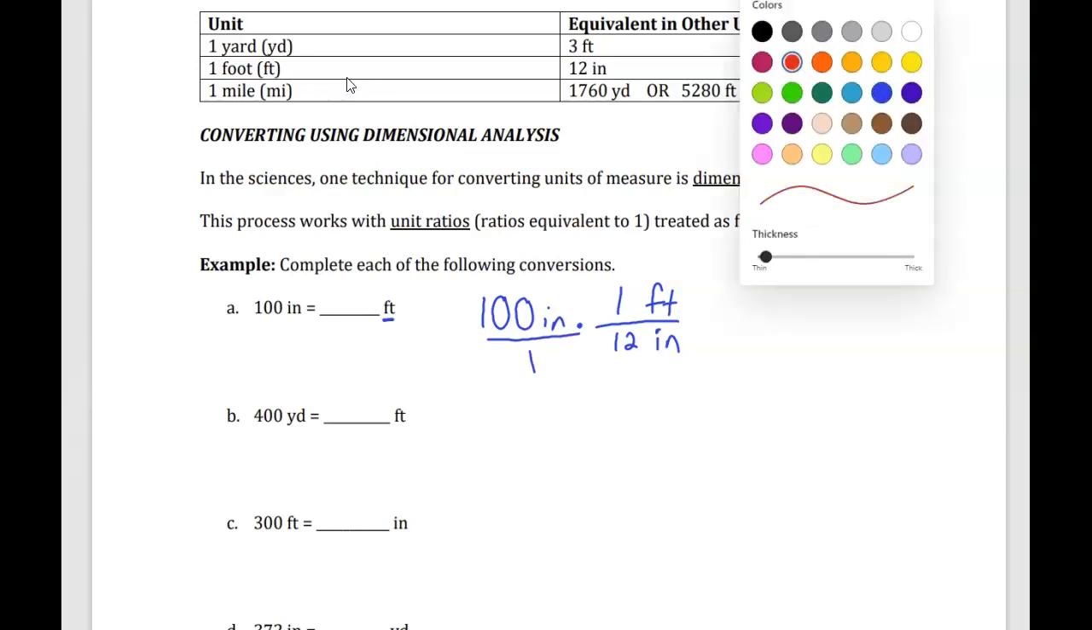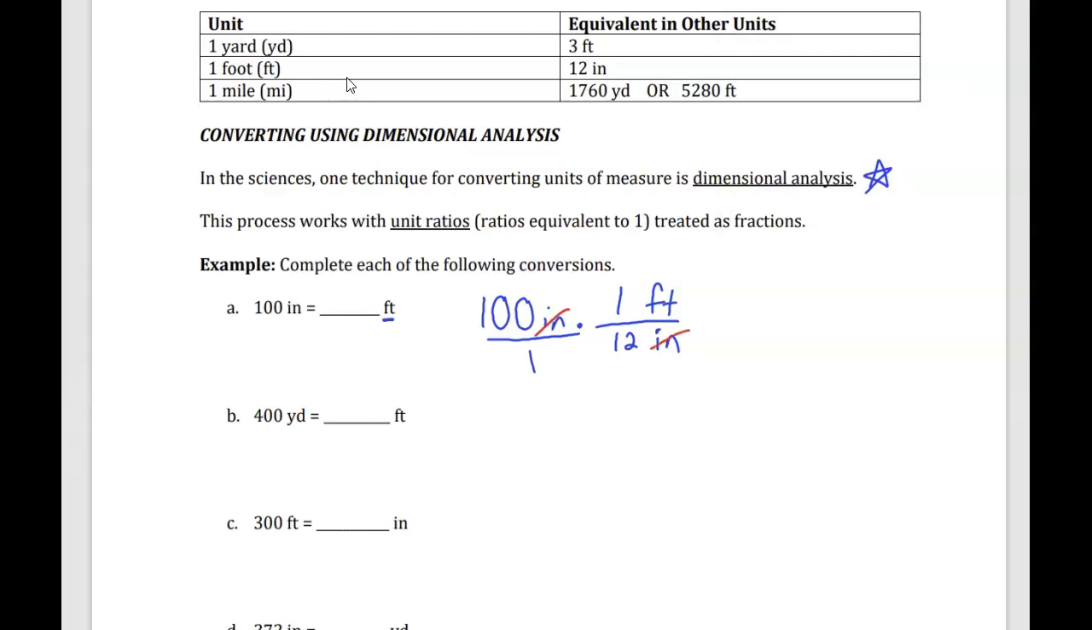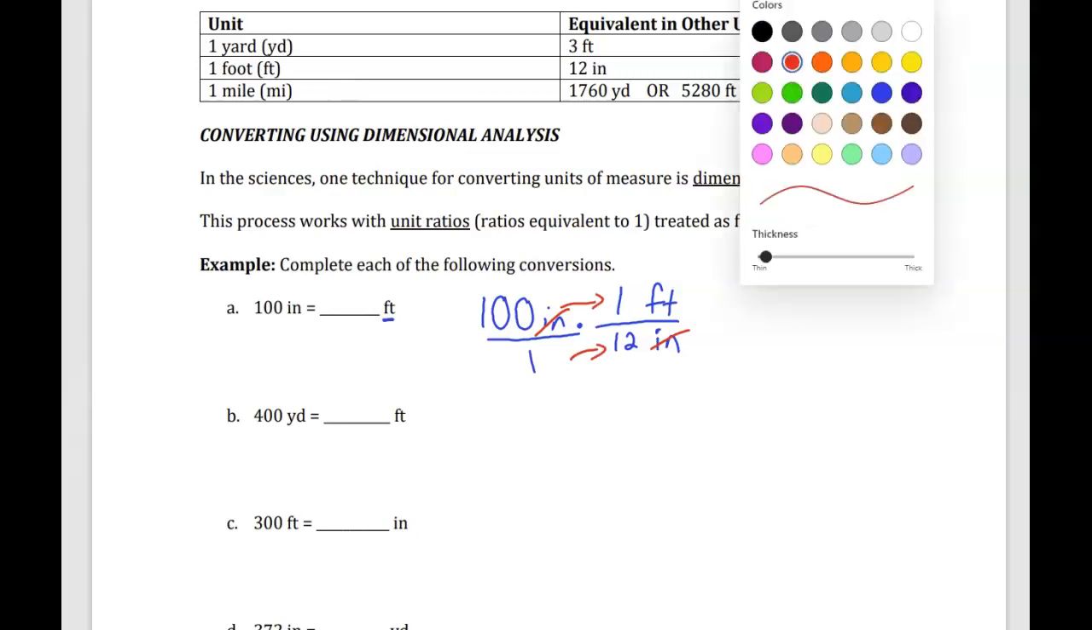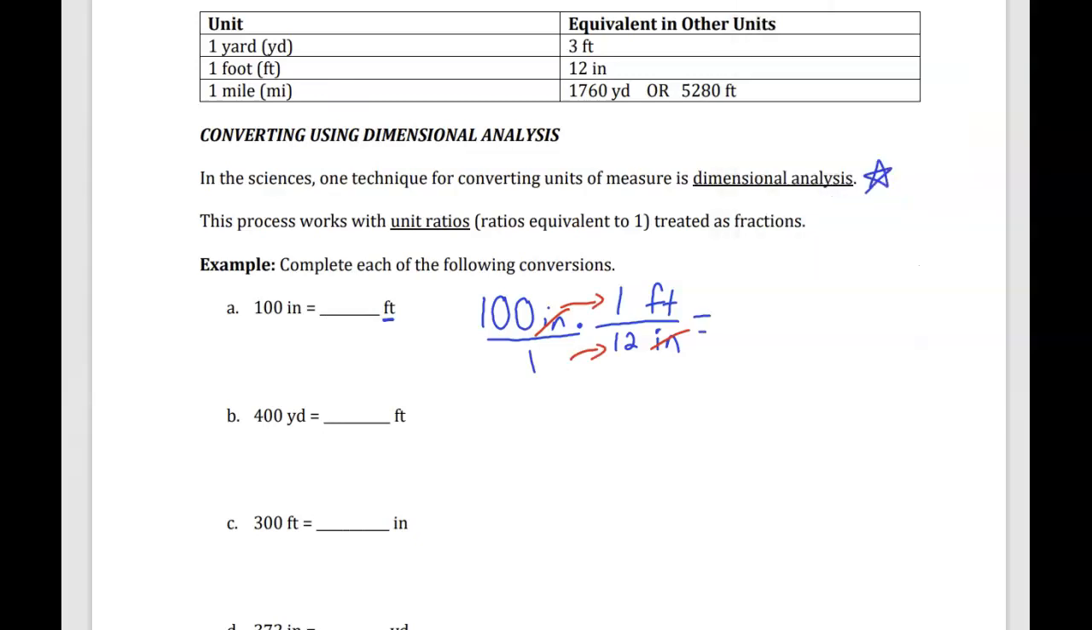And therefore what happens is in fractions you can cancel out the units if one is on the numerator and one is on the denominator when you're multiplying. And then you multiply straight across. And so we get 100 over 12 feet. And if we want to make this as fractions or mixed numbers, this will give us 8 1/3 feet.